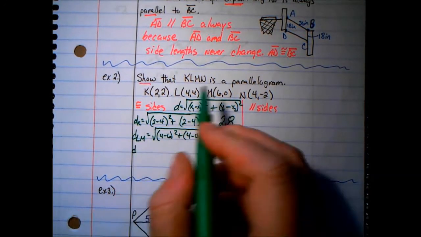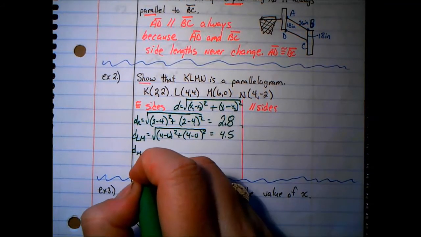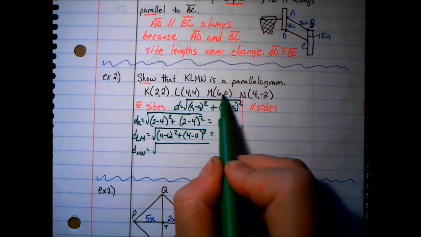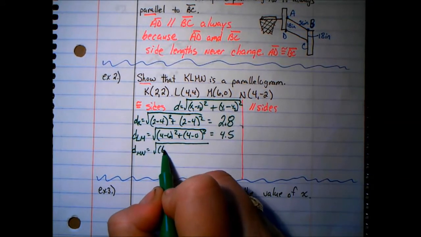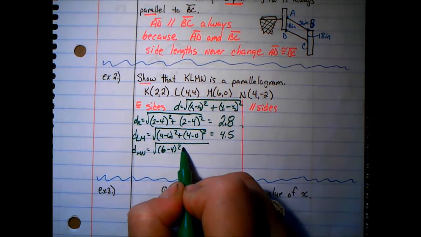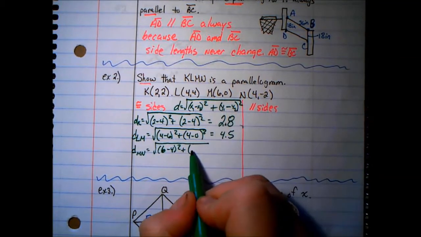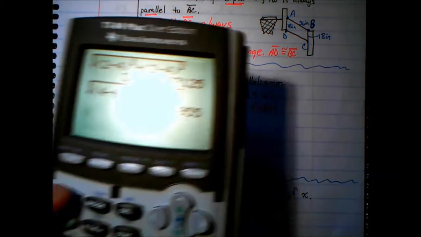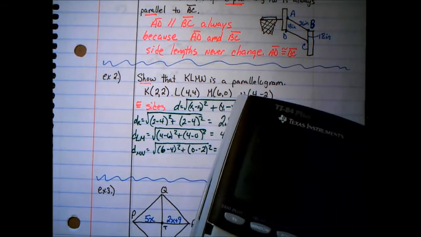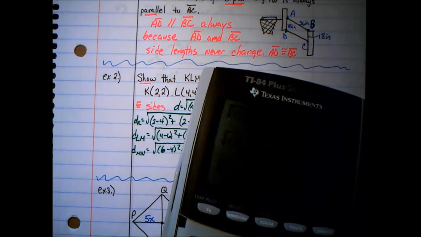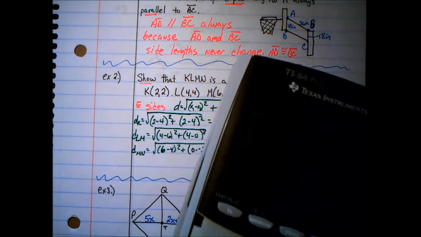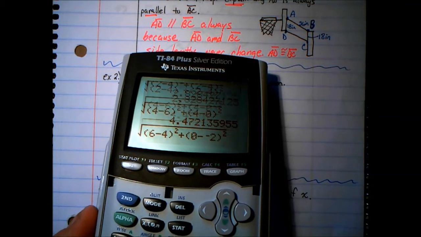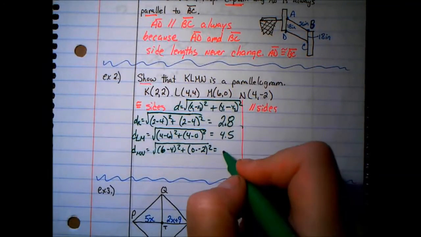And then let's do the distance of MN. The x coordinates are 6 and 4. The y coordinates are 0 and negative 2. And put that in my calculator. (6 minus 4) squared plus (0 minus negative 2) squared. So I have that entered. And that gives me 2.8.